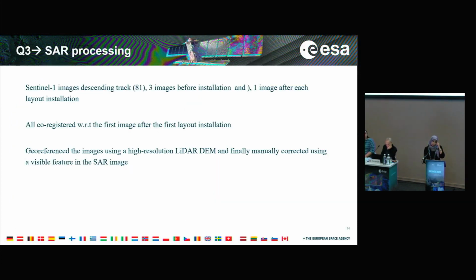So we did a similar processing on the SAR images, this time from another descending track, 81. 3 images before installation of the corner reflectors, and 1 image after each layout installation, all co-registered with respect to the first image after the first layout installation, and georeferenced using a high-resolution LiDAR DEM.